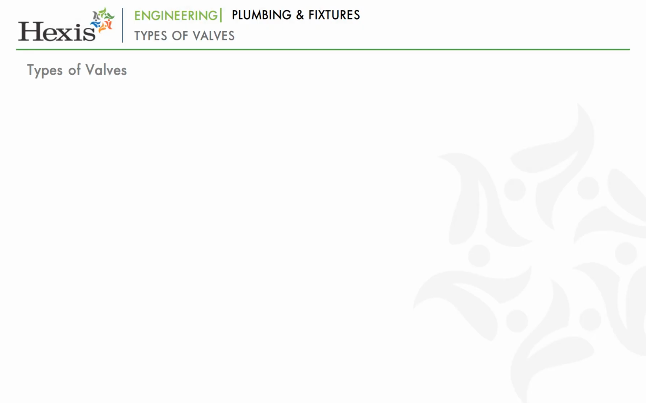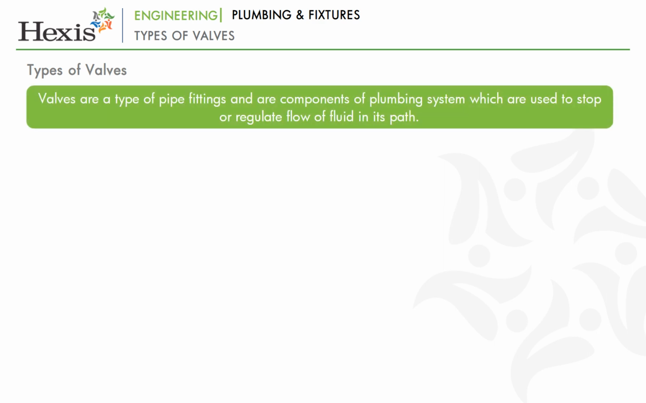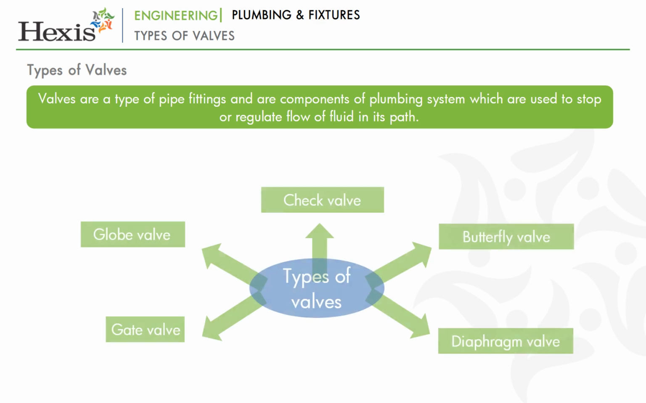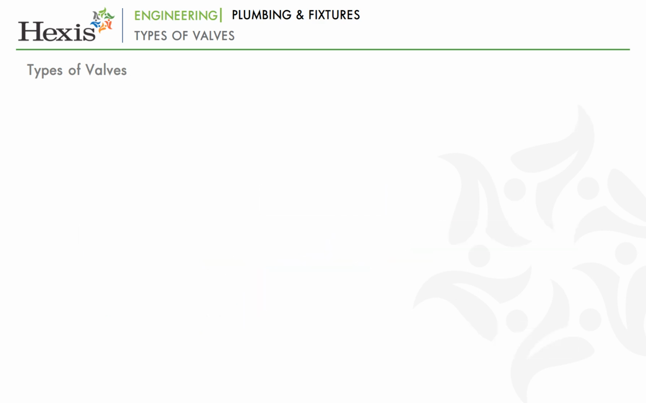Now we will study different types of valves. Valves are a type of pipe fittings and are components of the plumbing system which are used to stop or regulate the flow of fluid in its path. Different types of valves are available depending upon their applications. Let's now see some important types of valves and their applications.